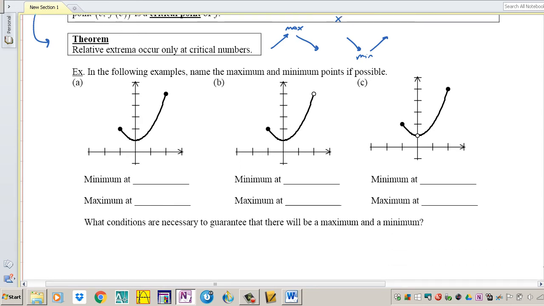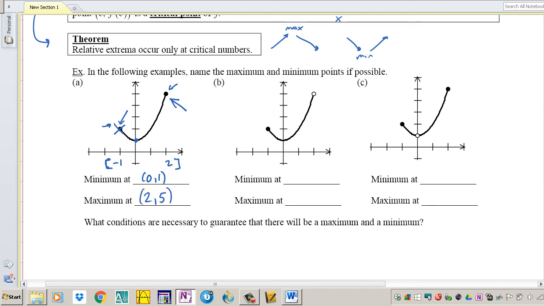So in the examples below, name the maximum and the minimum of the points if possible. Letter A, I have a curve on a closed interval, A to B. Well, not necessarily A to B, it's defined now to be -1, 2. It's closed because I have solid dots right here and here. Okay, so what is the absolute minimum of this graph? Well, the absolute minimum of the graph is right here, and what is that point? That point is 0, 1. The absolute max, it cannot be this point, it has to be this point right here, and that is the point 2, 5.